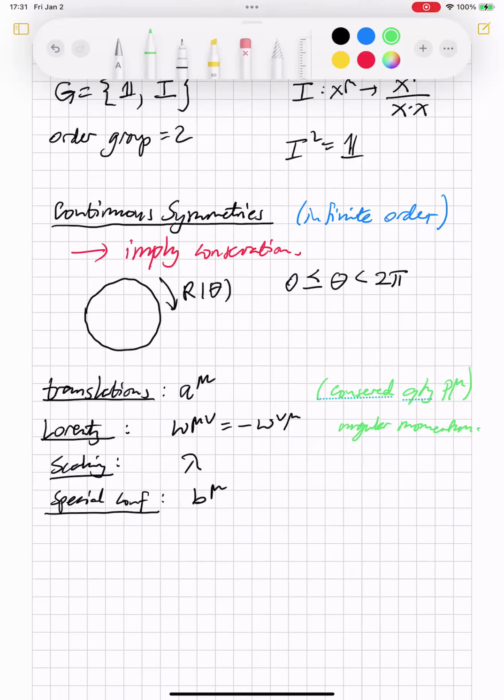So what do we want to work out? We want to see why these conservation laws arise from continuous symmetries, and we want to find out exactly what is the conserved quantity. We'll be doing that next.